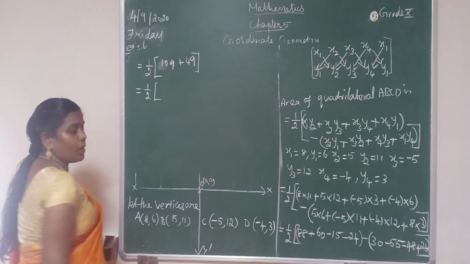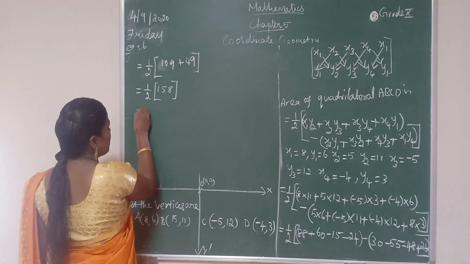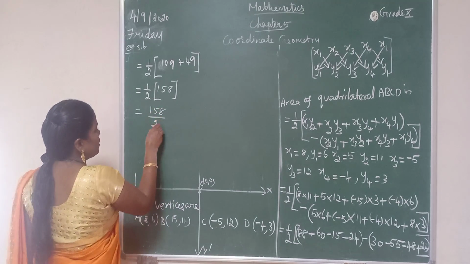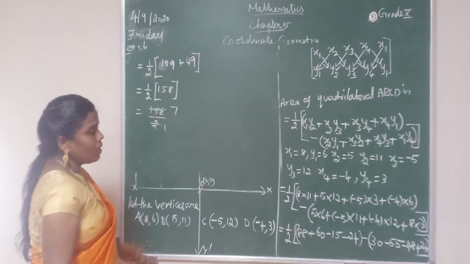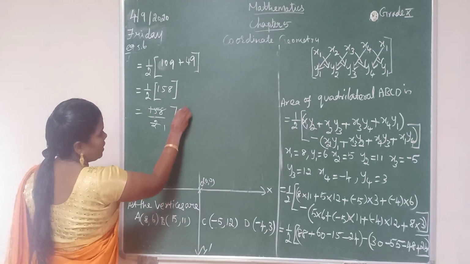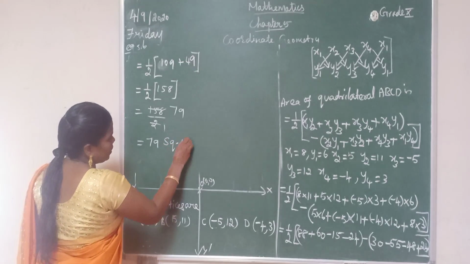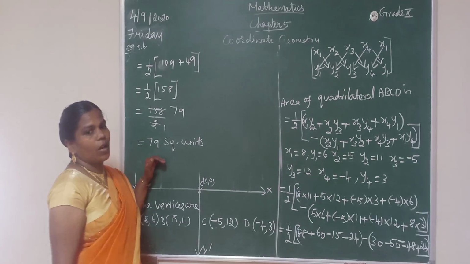So 109 plus 49 we have 158, which is equal to 1 by 2 into 158. Let's simplify: 158 divided by 2, using the 2 table, 9 2s are 18, so we get 79 square units. So the area of the given quadrilateral is 79 square units.